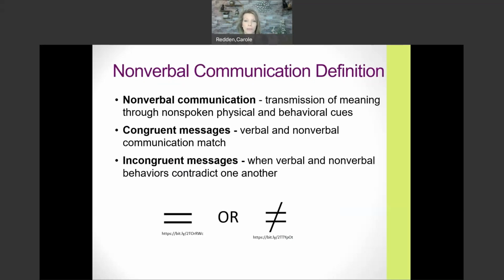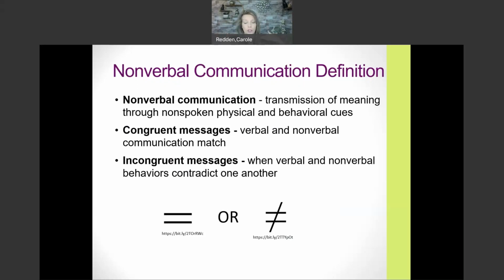So, for example, let's say you've upset me about something and you say, "Are you okay?" And I go, "Yeah, I'm fine. Totally fine. Yep, couldn't be better." And my words, or my verbal messages, are telling you, yes, everything's great. But my nonverbal communication is telling you things are not great. I'm very irritated. Then I'm actually sending you incongruent messages, meaning they don't match.